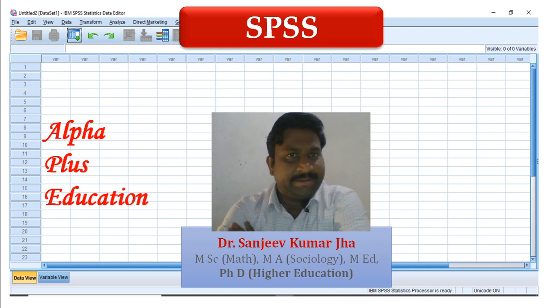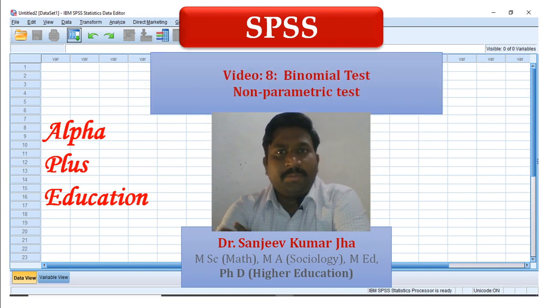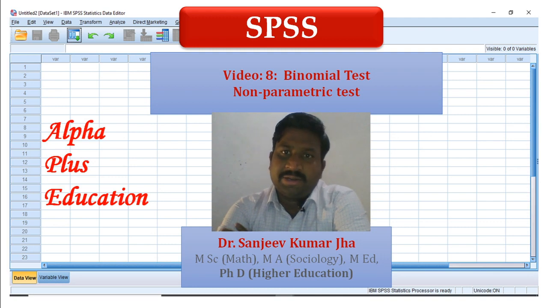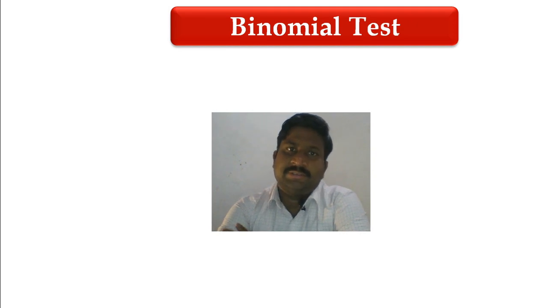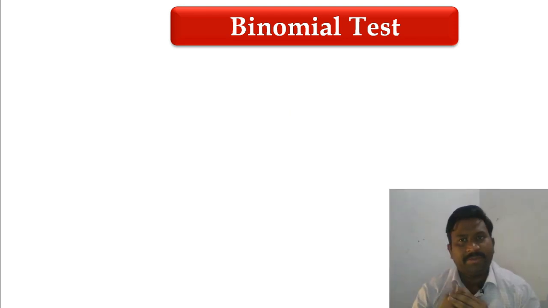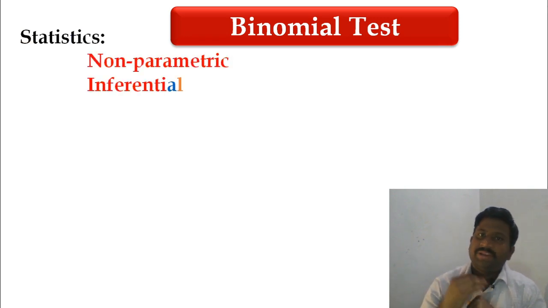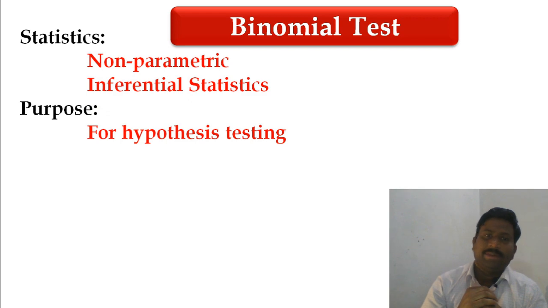This is video number 8, in which we will learn the binomial test, which is a non-parametric test. Let us learn how to calculate the binomial test with SPSS. The binomial test is a non-parametric replacement of the one sample t-test. It is a non-parametric inferential statistic used for hypothesis testing, so it also helps in testing a null hypothesis.